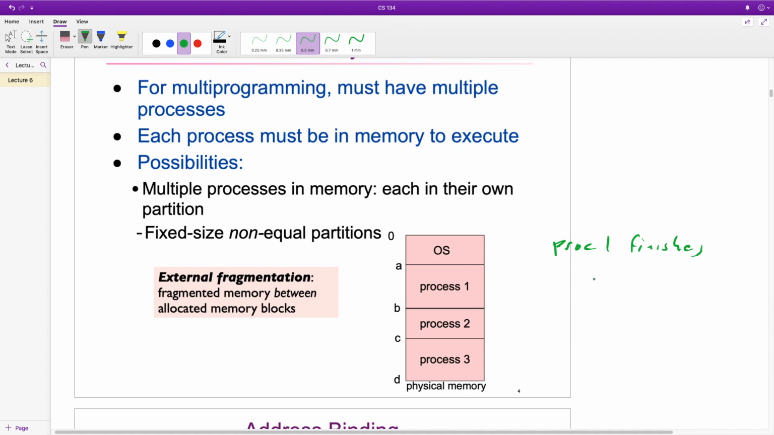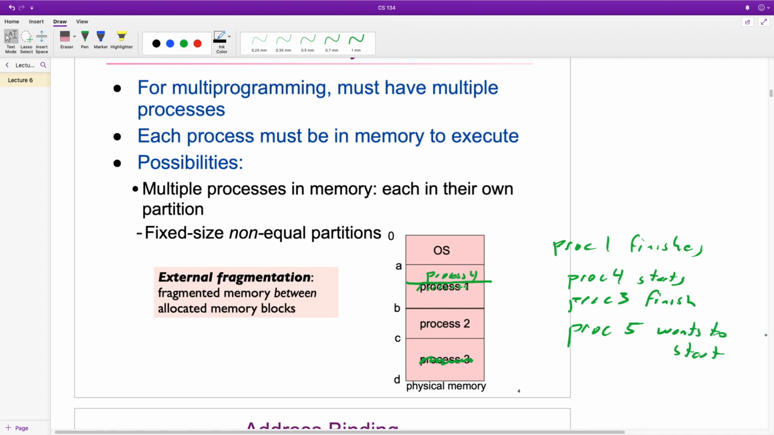Okay? And then we've got 4 starts. So let's say process 1 isn't there anymore. And now we have process 4 in this area, because it doesn't need very much. And then let's say 3 finishes. So process 1 finishes, process 4 starts, process 3 finishes, and then process 5 wants to start.